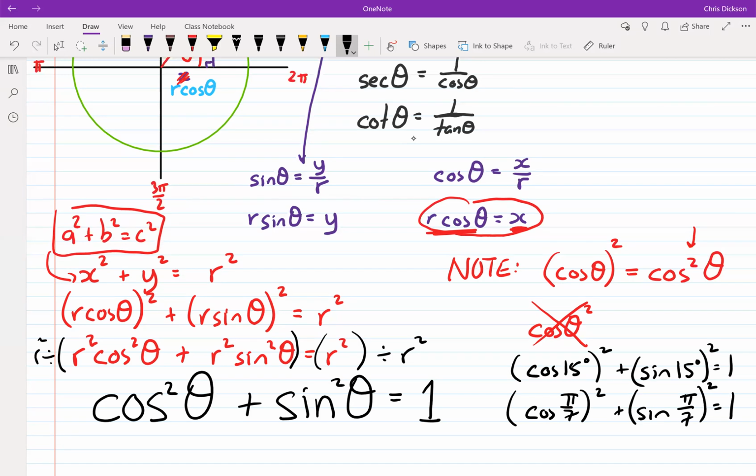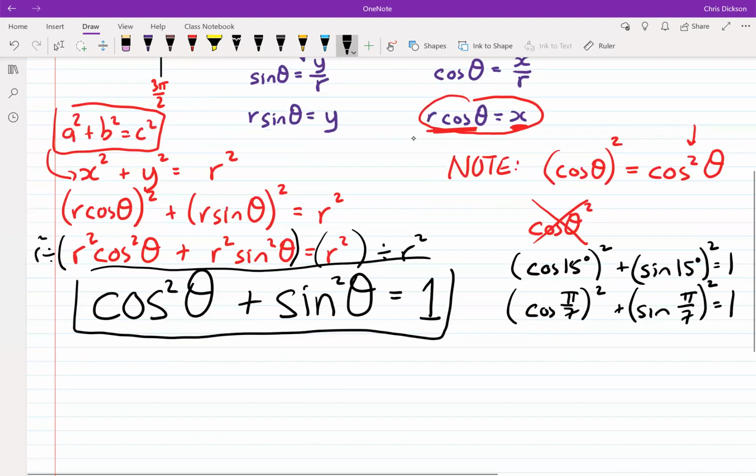So this actually doesn't matter how big the circle is either. The circle could be really small, like a wheel on the back of your bike where you have your sprockets and stuff. You could have a really small sprocket, or you could be talking about a giant Ferris wheel or something. It doesn't matter how big it is. This statement is always true. And this statement we call the Pythagorean identity.